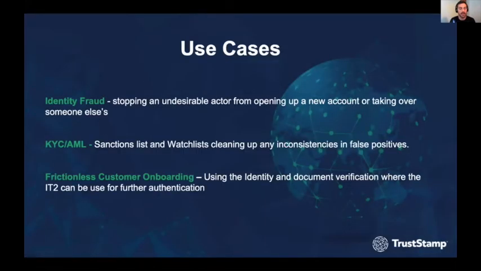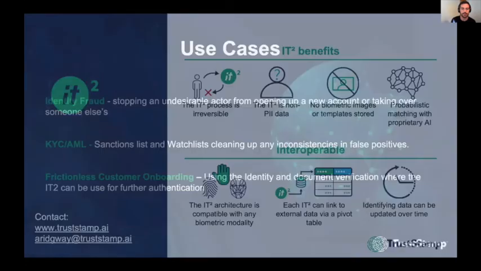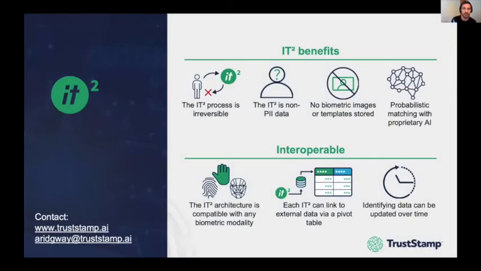And just to highlight a few use cases: identity fraud, KYC, AML. We've actually run a pilot where we've used our deduplication technology against the PEPs and sanctions watch list, just to clean up any inconsistencies or false positives in that data, and then as part of that frictionless onboarding piece as well. If anybody wants to reach out or has any additional questions about this, feel free to contact me on that email address in the bottom left corner there, aridgeway@trustamp.ai.